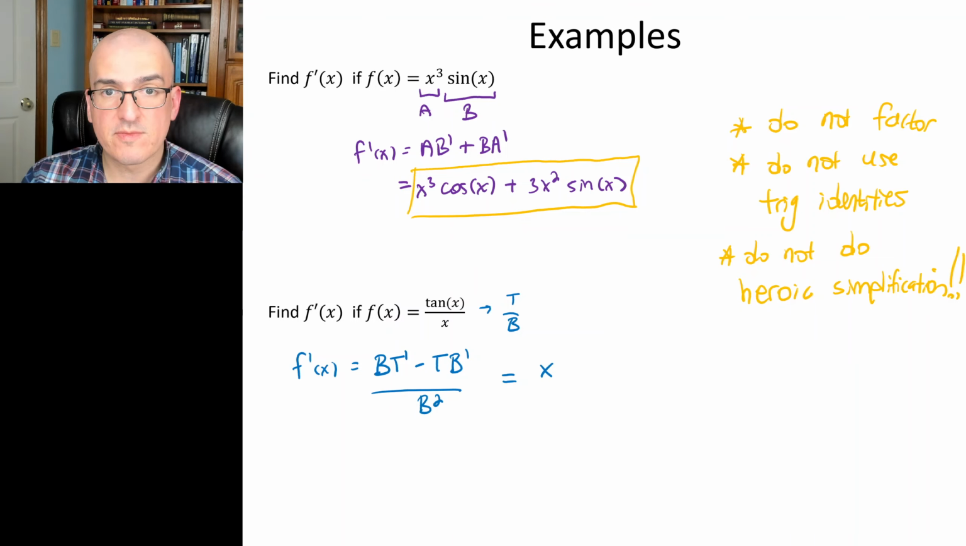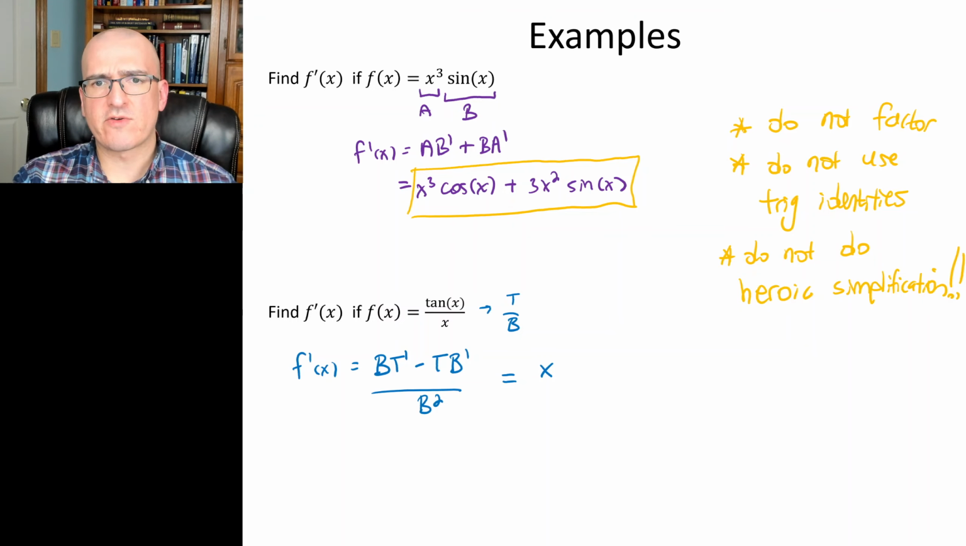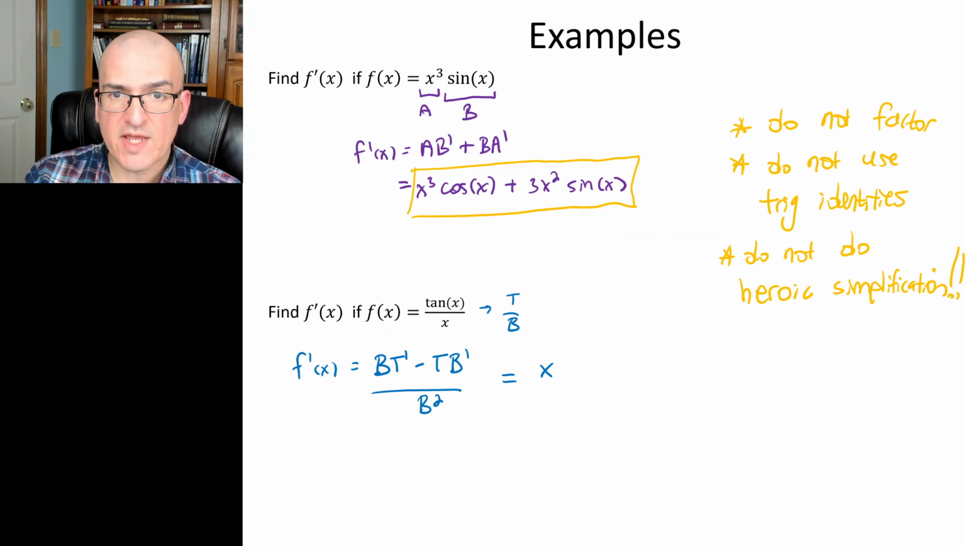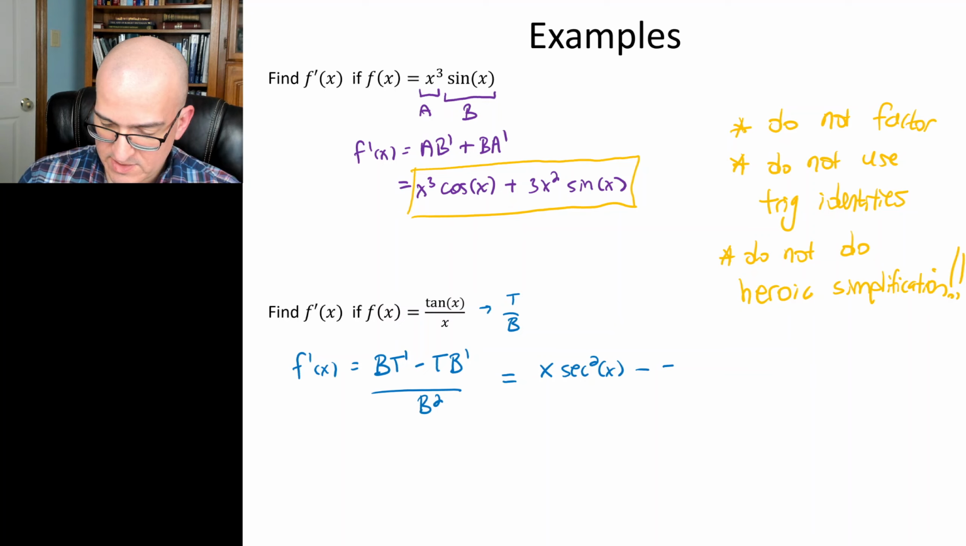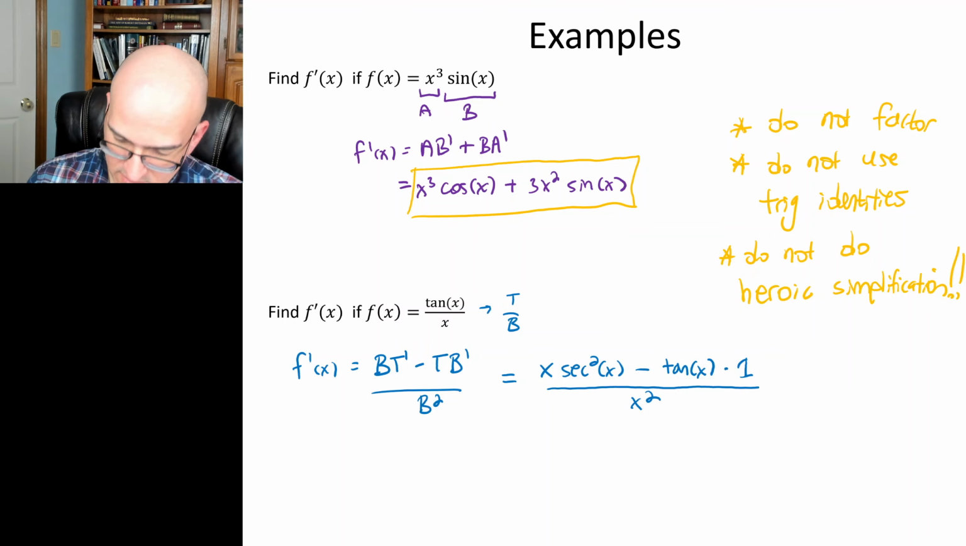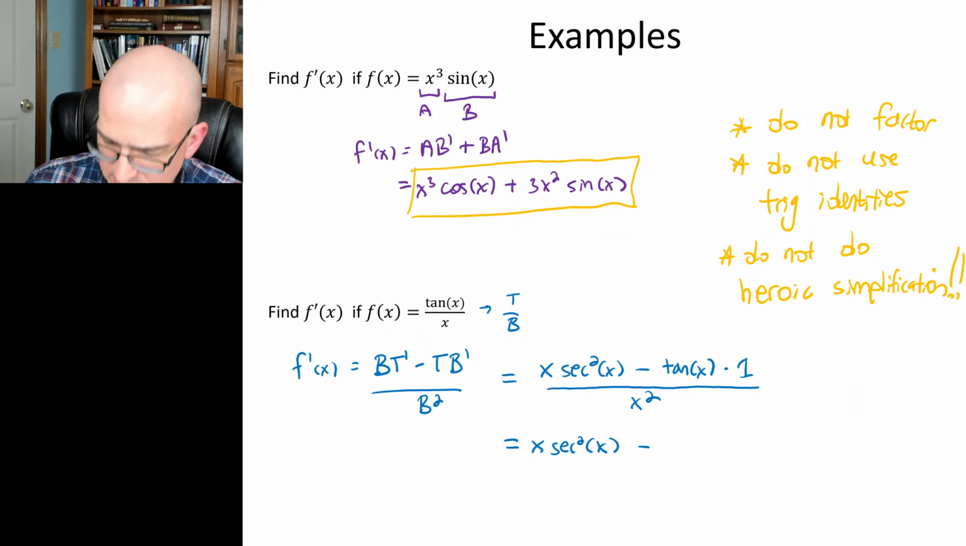Now t prime, we flip back to your formula sheet. What's the derivative of tan? Secant squared. Eventually you'll memorize it. We'll do these enough. T, tan of x, times b prime, the derivative of 1 times x is 1, divided by x squared, and that's it. That's all we have to do. Maybe I'll just get rid of the multiplication by 1. So that's a non-heroic simplification.